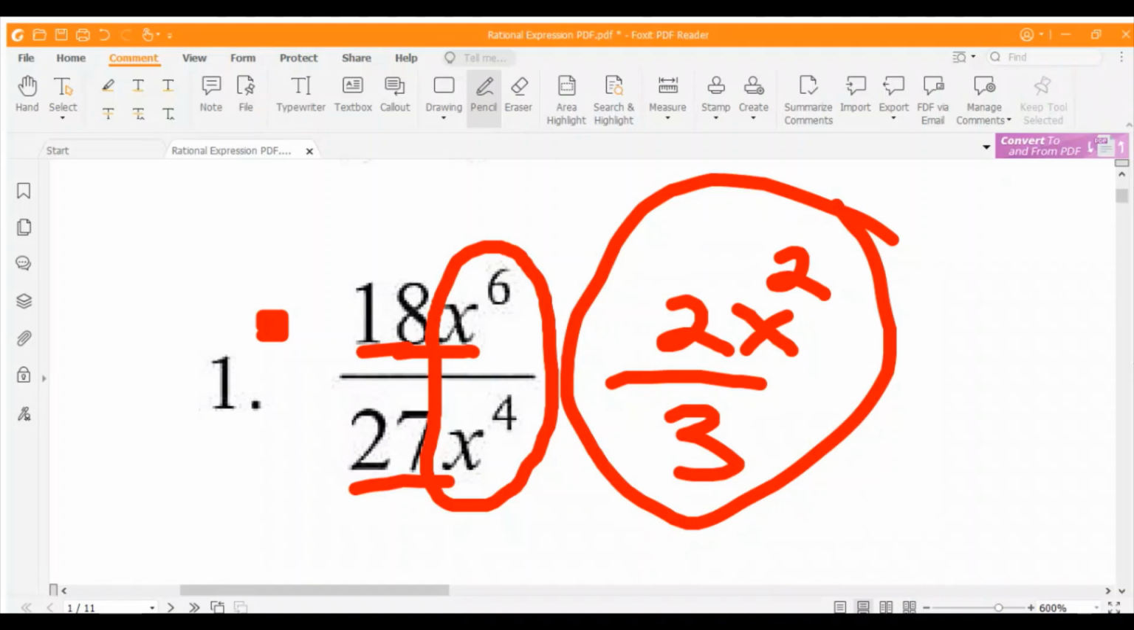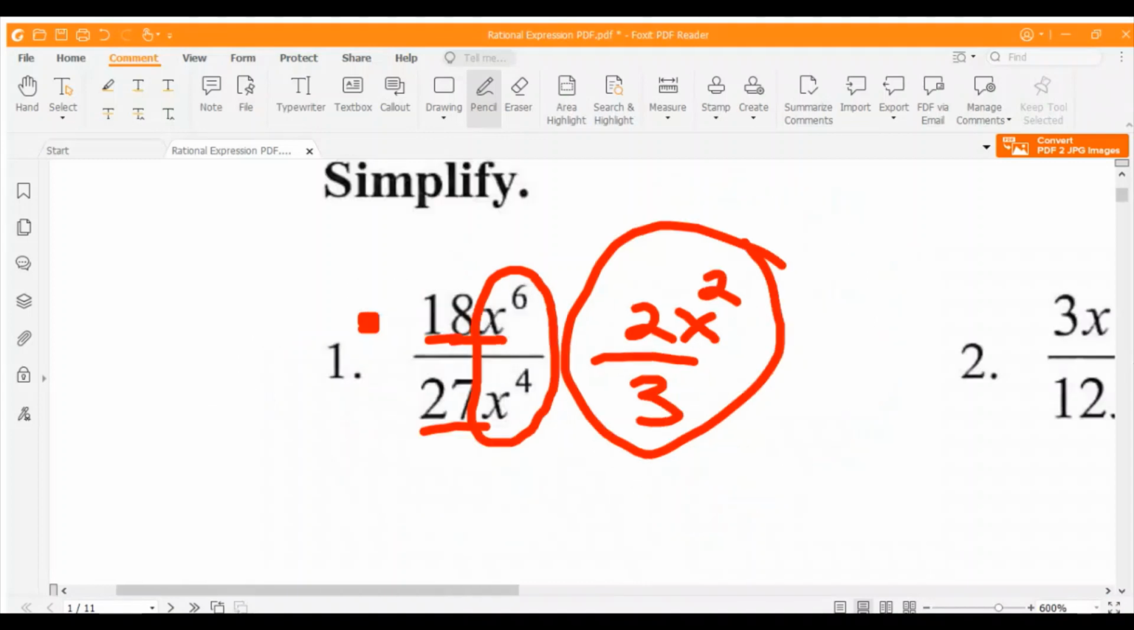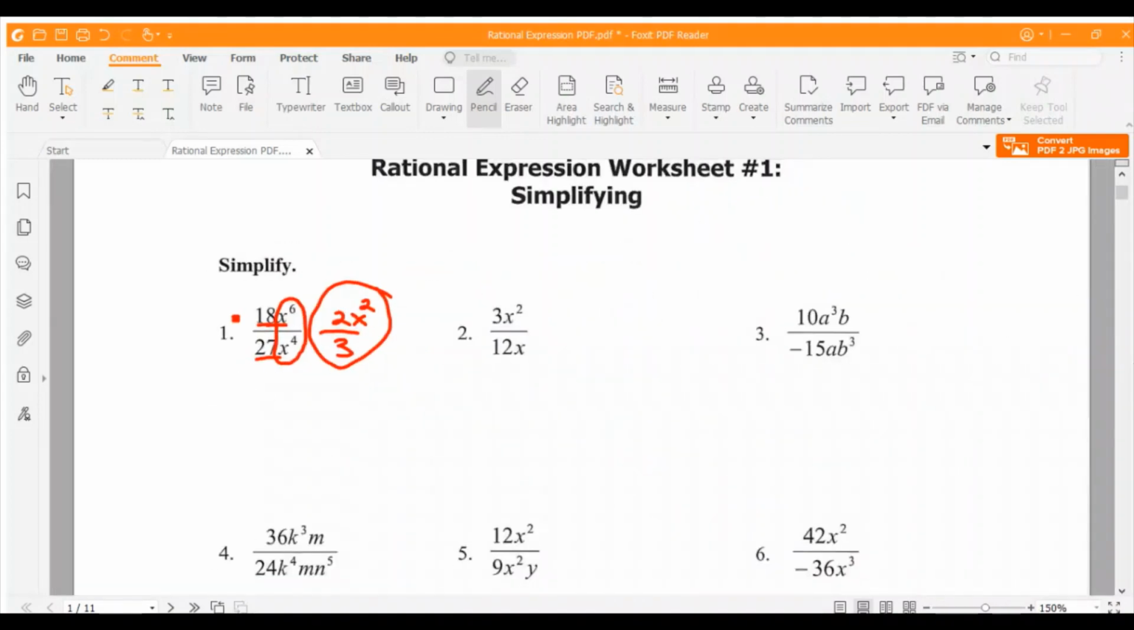So this is the simplified version of 18x to the 6 over 27x to the 4th, okay? So we reduce the fraction, the coefficients, and then we remembered the quotient property of the power of exponents, all right? So zooming out of here, just kind of looking at a couple examples.